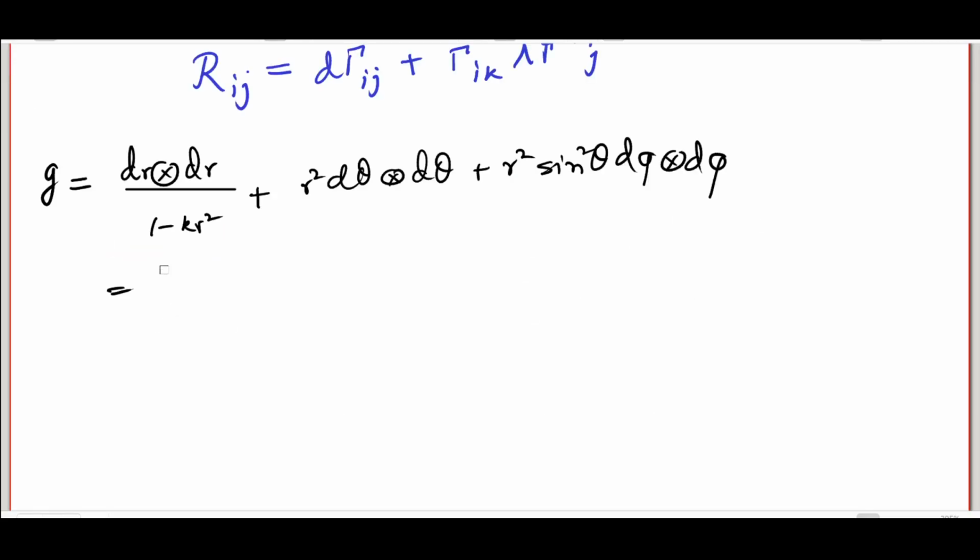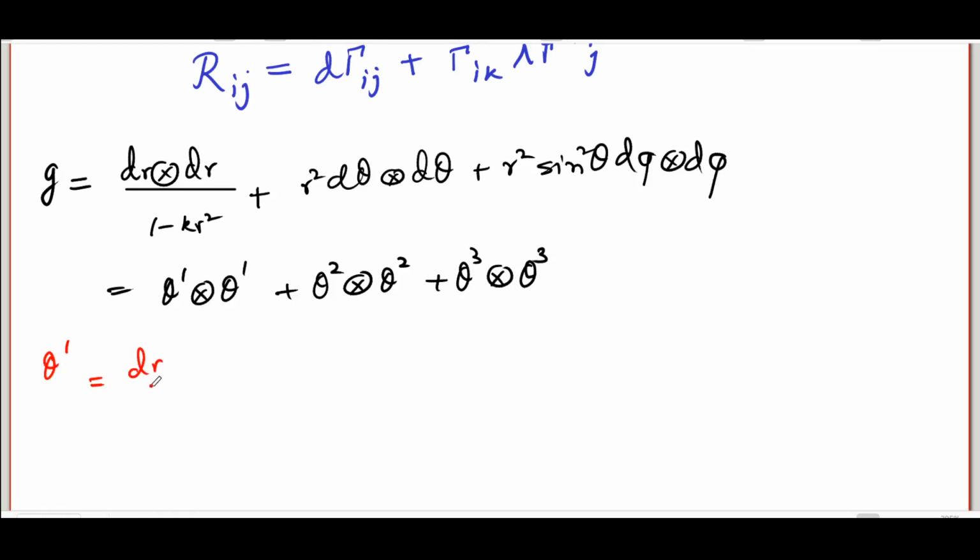Well, I can immediately write this down as theta 1 cross theta 1 plus theta 2 cross theta 2 plus theta 3 cross theta 3, where our thetas, the covariant basis vector fields that we will use now, are simply the following. Theta 1 is dr by root over 1 minus kr square. Theta 2 is r d theta. Theta 3 is r sine theta d phi.